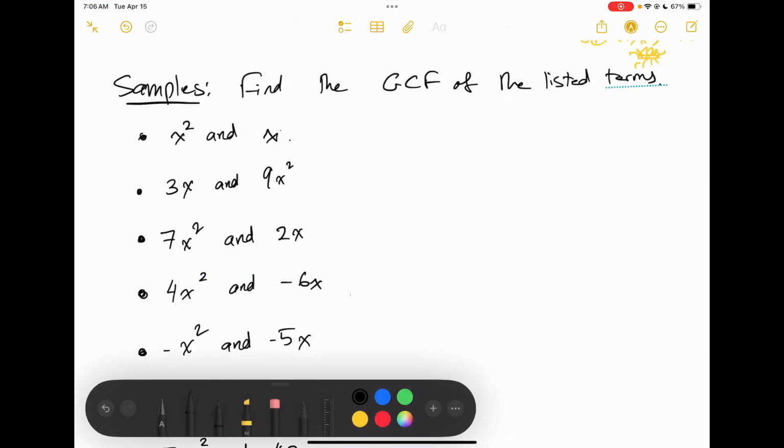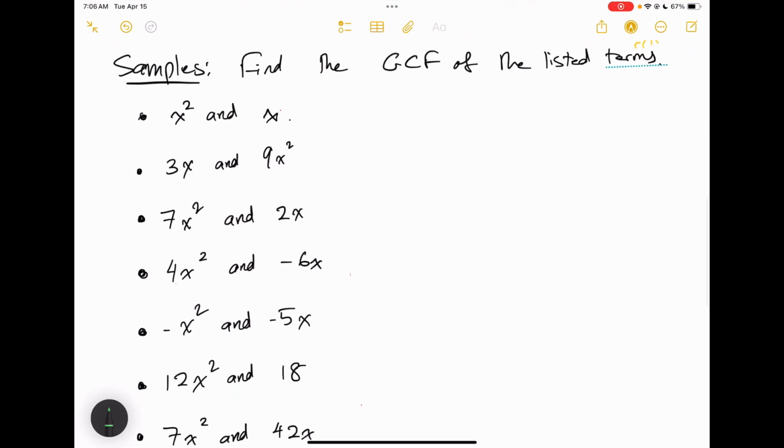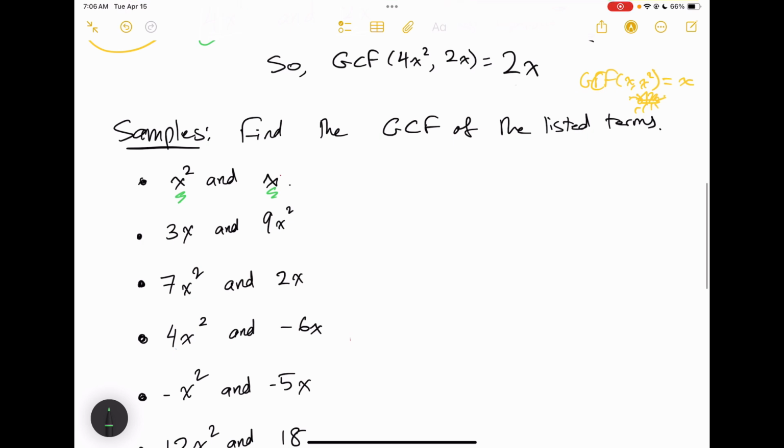So, we've already talked at length about the variables and how we find those GCFs. This is the most basic situation of that with x squared and x. Both coefficients are 1, so we don't really need to worry about that first part of finding the GCF of the numbers. Instead here, I'm going to find the GCF of the variables, and as we saw here with our algebra fairy related hint, the GCF of x and x squared is nothing more than just x.